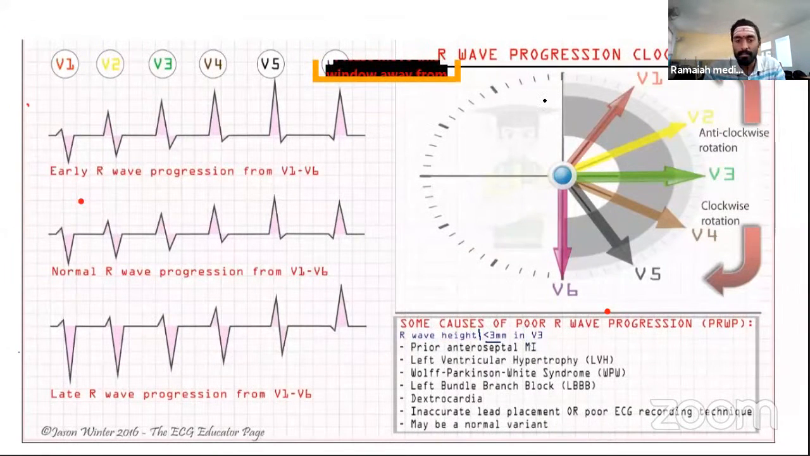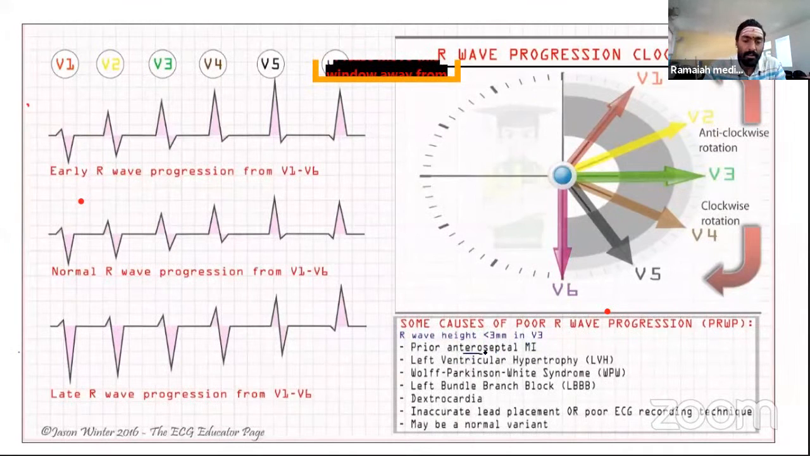So these are the causes. Most common would be an anteroseptal MI. You can get LVH, severe LVH, left bundle branch block, abnormal lead placement, and normal variant is a diagnosis of exclusion. After you rule out everything else is when you call it a normal variant. Okay.